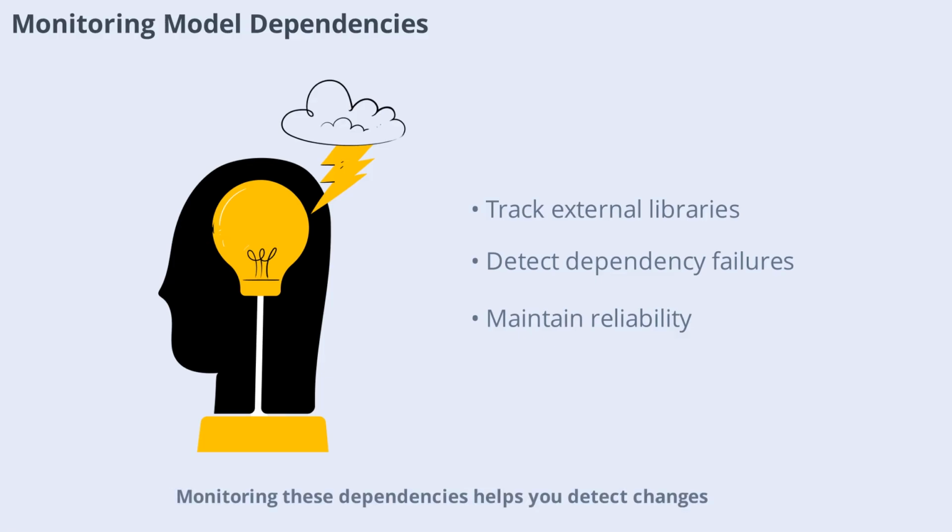Models often rely on external libraries, APIs, or data sources. Monitoring these dependencies helps you detect changes or failures that could impact model performance. Keeping dependencies up to date and tracking their status is essential for maintaining robust and reliable solutions.